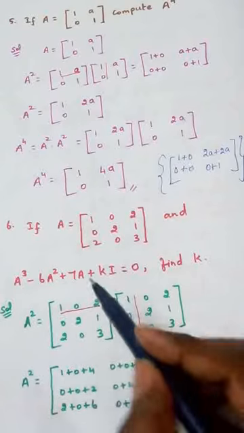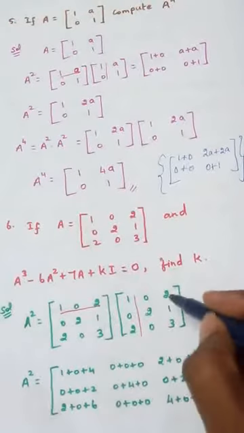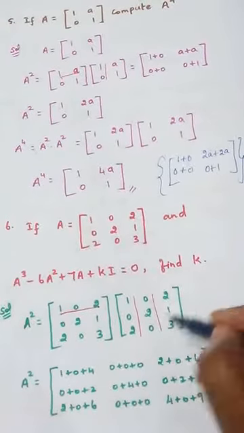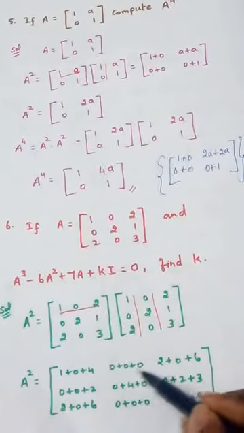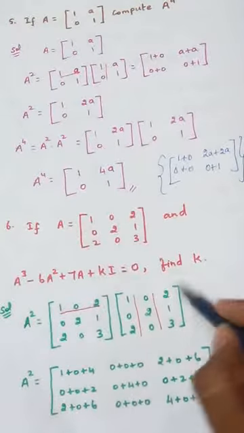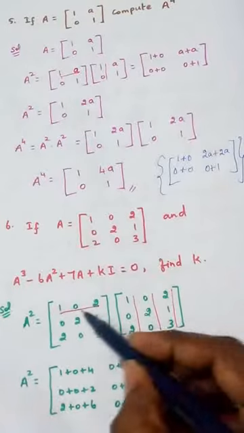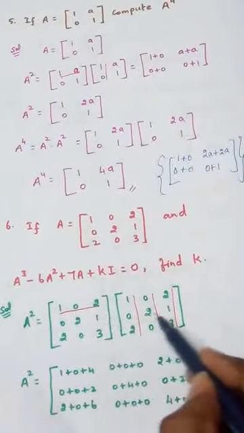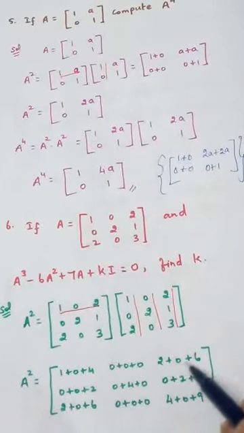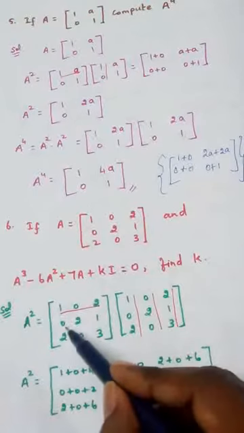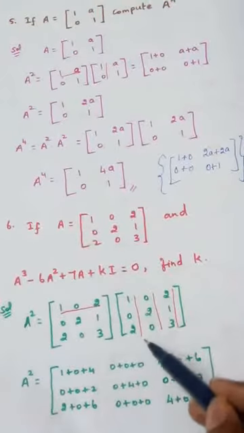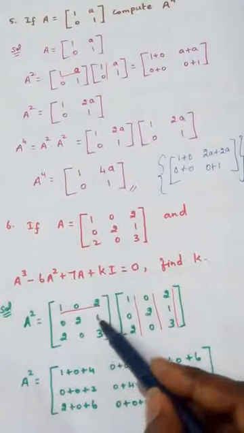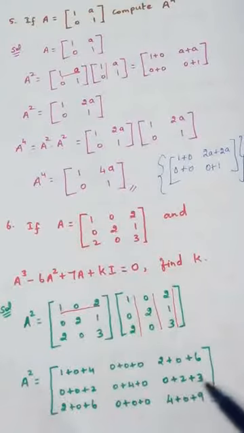How to calculate the second element? First row, second column. So 1 with 0, 0 with 2, 2 with 0. So you will be getting this. First row, third column. 1 with 2, 0 with 1, 2 with 3. So you will get this. In the same way, second row, first column, this one. Second row, second column, this one. Second row, third column is this.